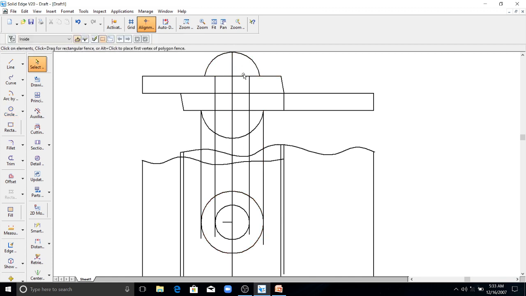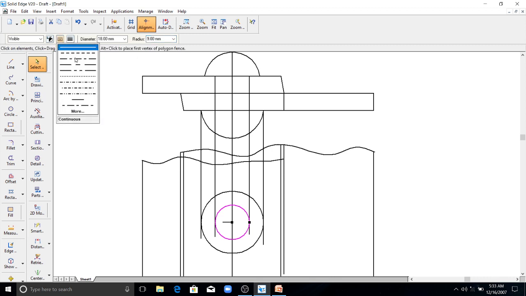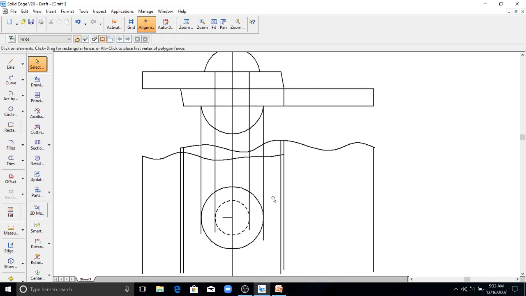Here you can see only the head in the top view. First you can see the head. The shank portion is invisible. So we have to draw this circle in a dotted line. Make it as dotted line.